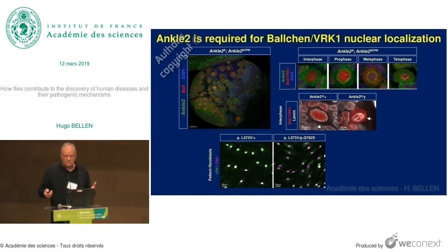We then turned to fibroblasts of patients, and we've collected fibroblasts of patients to see where these proteins would be, and we saw exactly the same phenotype. If you look at the heterozygous parent fibroblast, the VRK1 and the DNA perfectly co-localize, but when you look at the fibroblast from the patient, much of the VRK1 is in the cytoplasm, and you can clearly see the change in fluorescence in the nucleus, because most of the protein is now in the cytoplasm. So the same phenotype that we observe in flies is also observed in the fibroblasts of these patients.